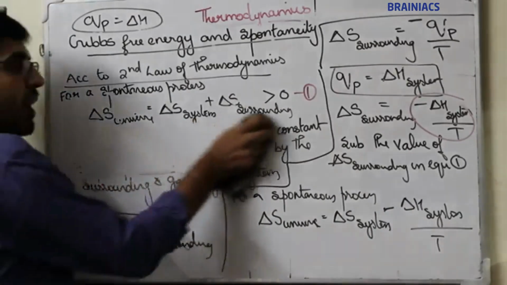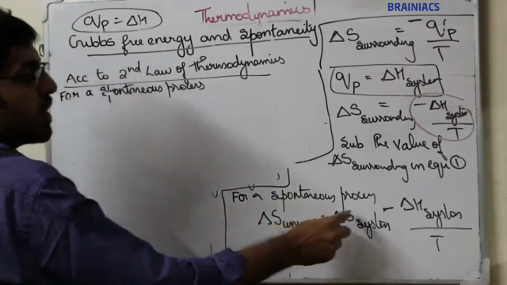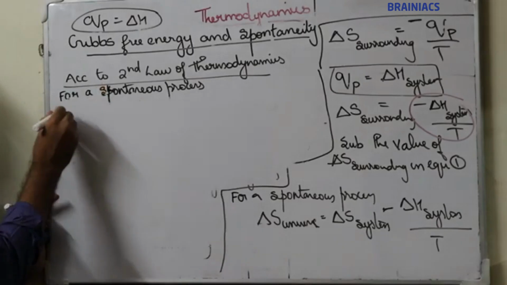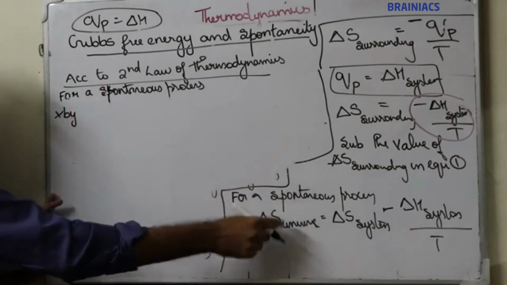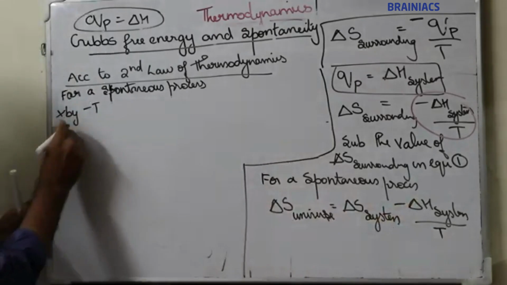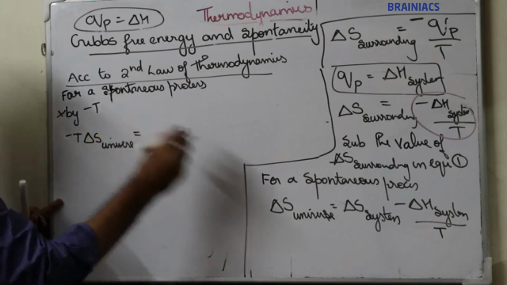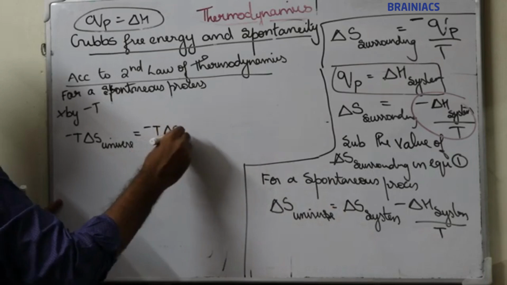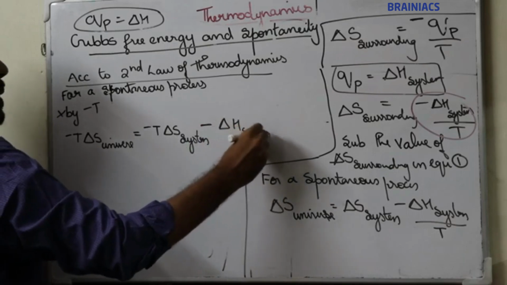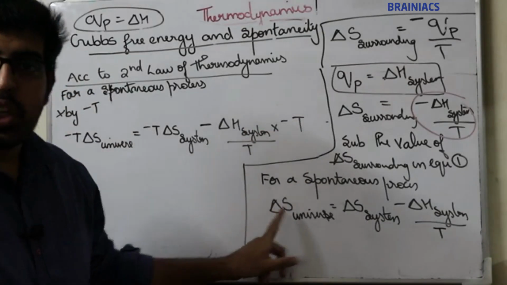So for a spontaneous process, delta S universe is equal to delta S system minus delta H system by T. Now I'm going to multiply this equation with minus T. So multiplying this equation with minus T, you will get minus T delta S universe is equal to minus T delta S system minus delta H system by T into minus T.